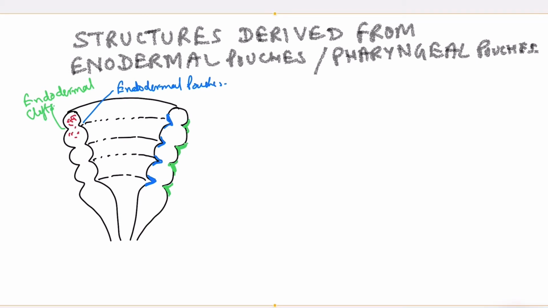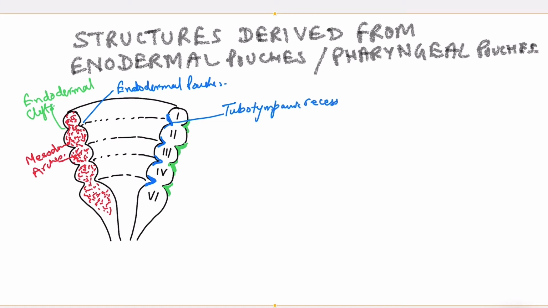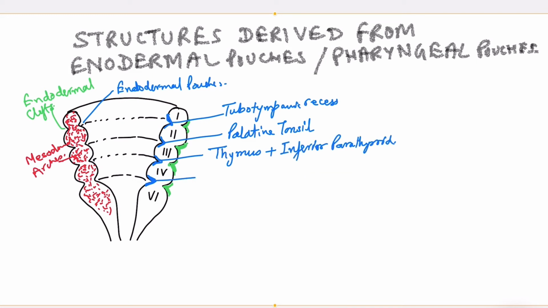And in between these two layers, this tissue here is the mesenchymal tissue, which is mesodermal, and this leads to development of many structures, including the muscles, the cartilages, skeletal muscles, and these are called the mesodermal arches. And these are numbered as 1, 2, 3, 4, and the sixth arch. So from the first endodermal pouch, what develops is called tubotympanic recess. Now this develops into auditory tube, also called eustachian tube. The second endodermal pouch leads to the formation of palatine tonsil. And from the third endodermal pouch, it is the thymus that develops. It also gives origin to the inferior parathyroid, while the fourth endodermal pouch gives origin to superior parathyroid.